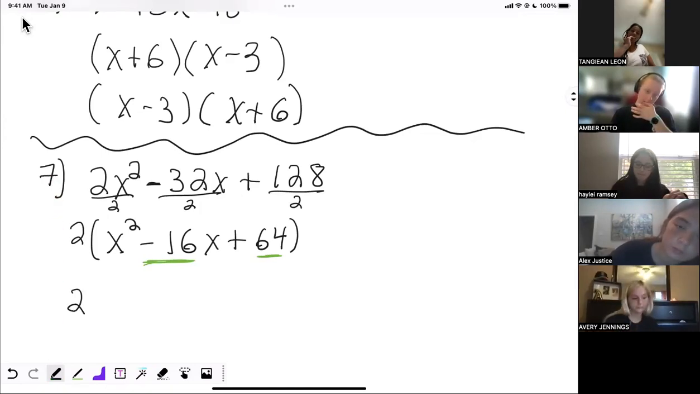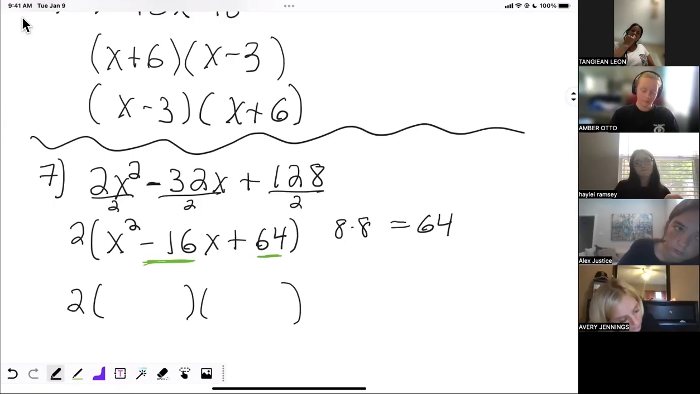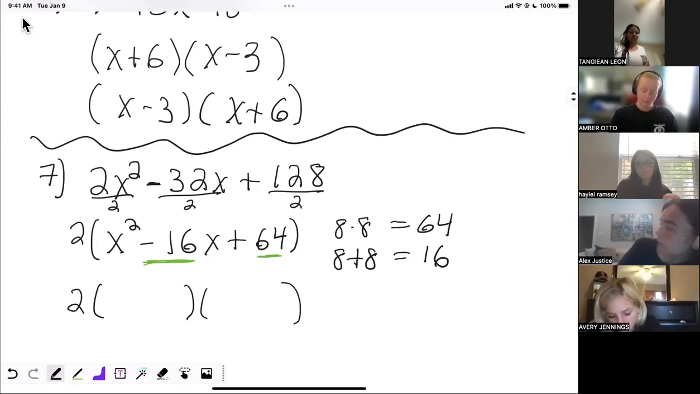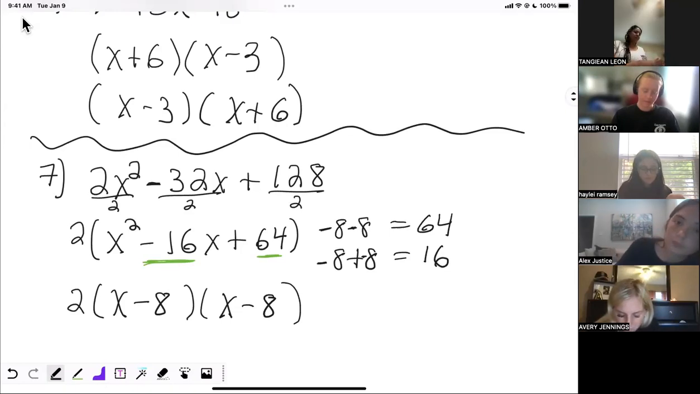So we have 2. We know 8 times 8 is 64. And then 8 plus 8 is equal to 16, but we need negative 16. So it has to be a negative times a negative, so they both have to be negative. x minus 8, x minus 8. And negative 8 times negative 8 is positive 64. And negative 8 plus negative 8 is negative 16.